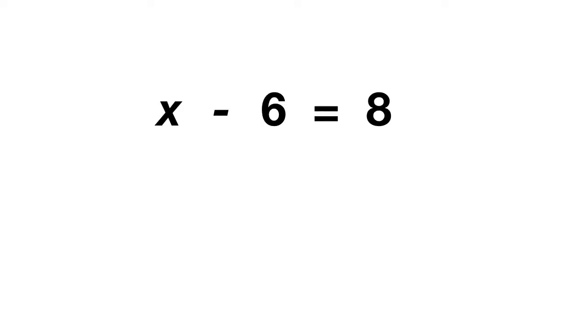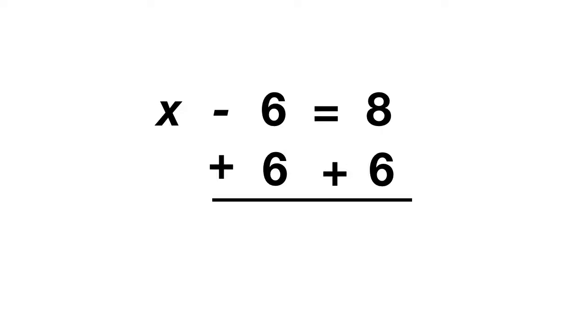Well, this is going to be very similar to what we did in an earlier video about solving equations. We want to get the x by itself, so we need to get rid of the minus 6. To get rid of the minus 6, we have to do the opposite. We'll add 6. And remember, if we do something to one side of an equation, we have to do it to the other side. So to the other side of the equation, we'll also add 6.